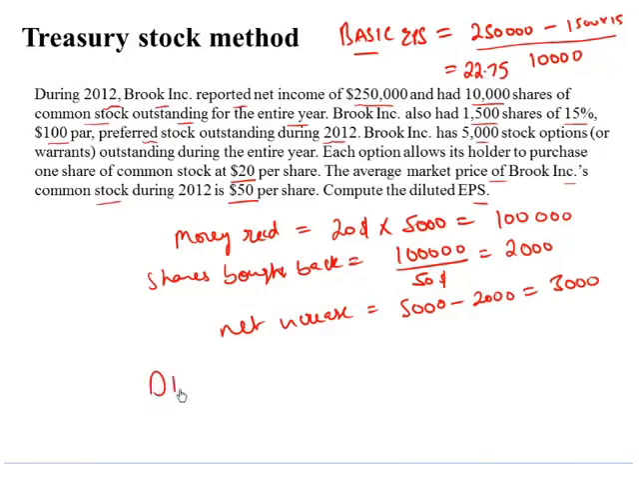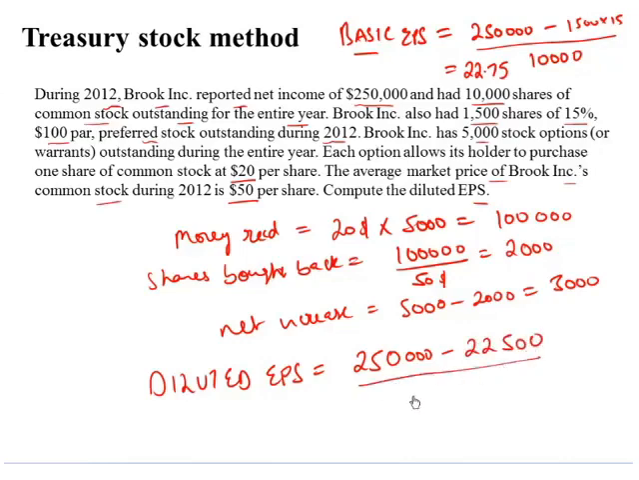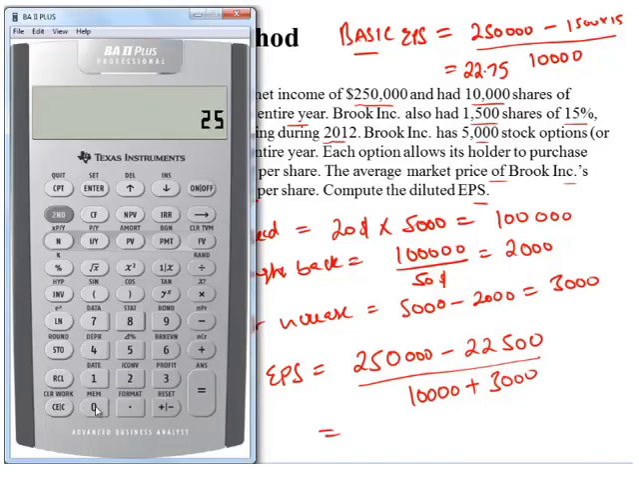Let's now calculate the diluted EPS. So the numerator remains the same, that is the net income minus the preferred dividend upon the number of shares. Now, however, will be 10,000 plus the net increase of 3,000. That will be 250,000 minus 22,500 divided by 13,000, or $17.5.